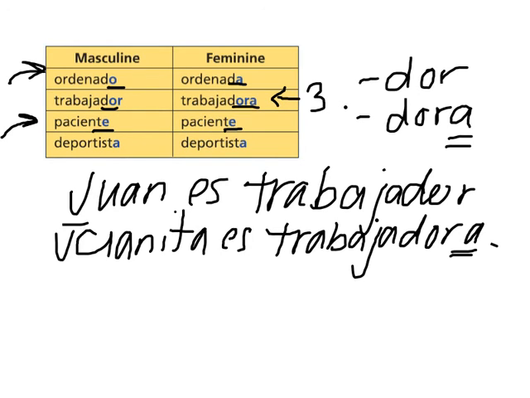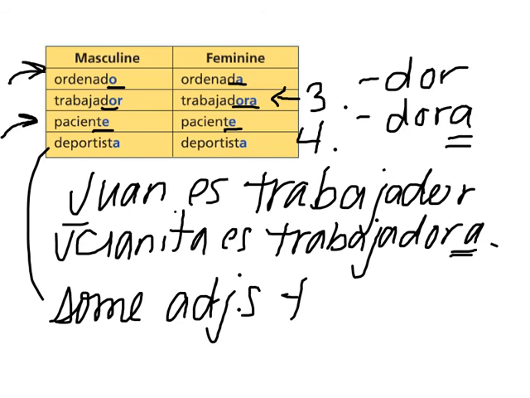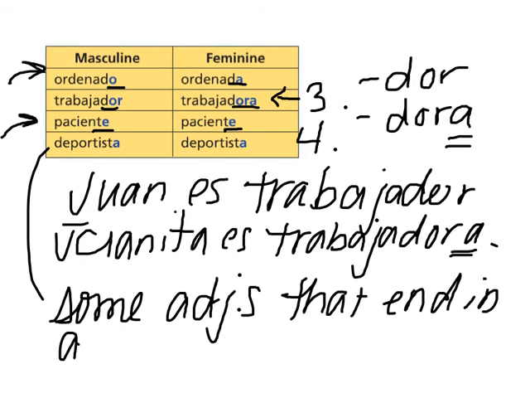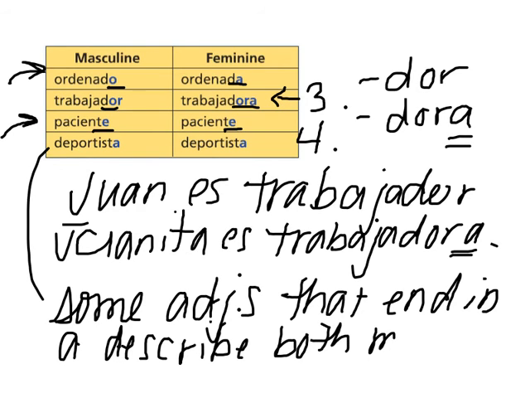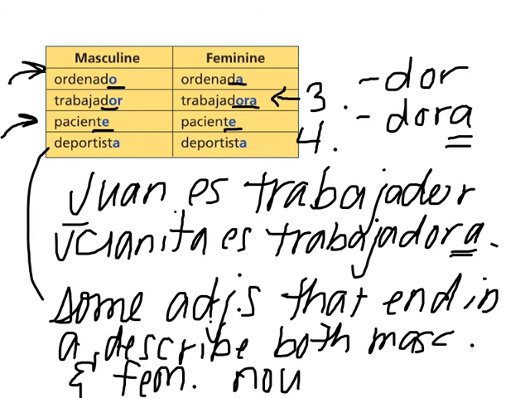Okay, the last thing that you're going to put in your notes is right here, number 4, that some adjectives that end in A describe both masculine and feminine nouns. Unfortunately, this is just something that we have to memorize. There's not really any rhyme or reason. The only one on your list right now is deportista. So you might say Tomás es deportista, and you would also say Marta or Maria es deportista. Both of those will end in an A.